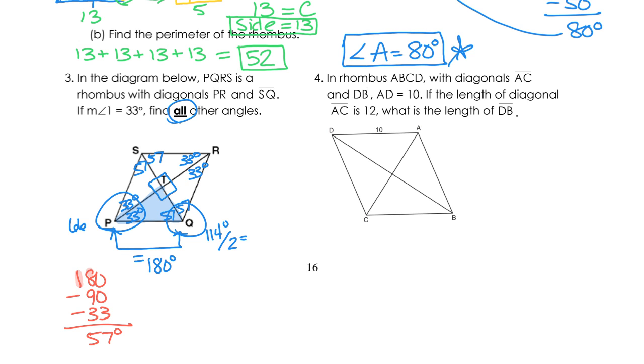All right. In number 4, it says we have a rhombus ABCD with diagonals AC and DB, and they tell us that AD is 10. Okay, and that's already put in there for us. If the length of diagonal AC is 12, all right, so the whole diagonal AC is 12, what I'm going to do is split it 6 and 6. They want to know the length of diagonal DB, all right?